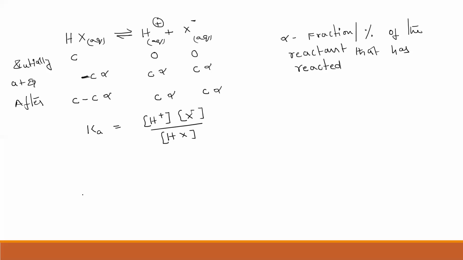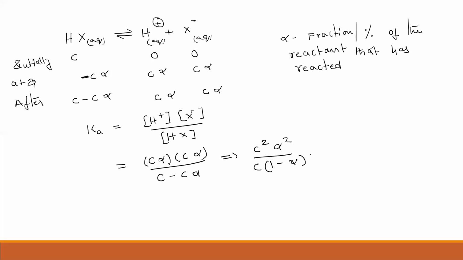This is the ionization constant. The concentration of H plus is C alpha, the concentration of X minus is C alpha, and the concentration of HX after equilibrium is C minus C alpha. Writing this, C into C is C square alpha square, and from the denominator taking C common, C times 1 minus alpha. This gives Ka equal to C alpha square by 1 minus alpha.